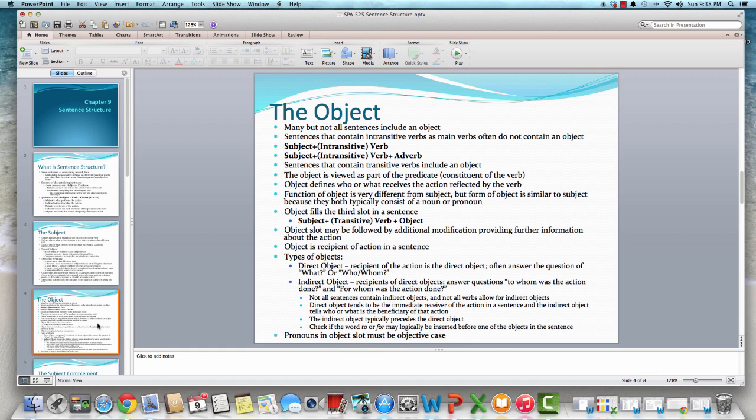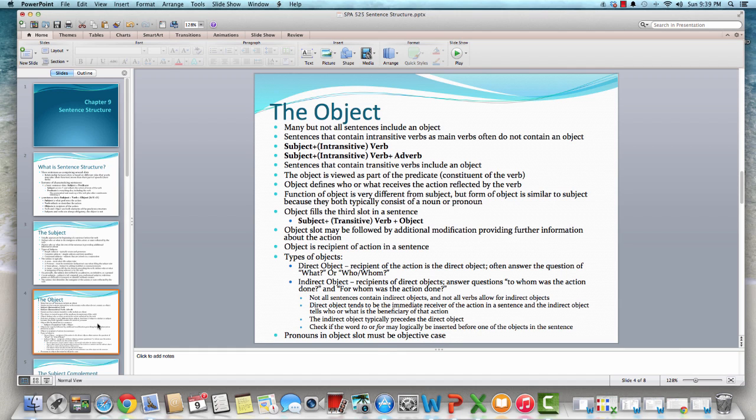The object is viewed as part of the predicate or constituent of the verb. It defines who or what receives the action reflected by the verb. The function of the object is very different from the subject, but the form of the object is similar to the subject because they both typically consist of a noun or pronoun. In other words, usually the object is going to be a noun or pronoun, just as it is in a subject. But whereas the subject is the person who is doing the action, the object is the person who is receiving the action. They are receiving the verb.